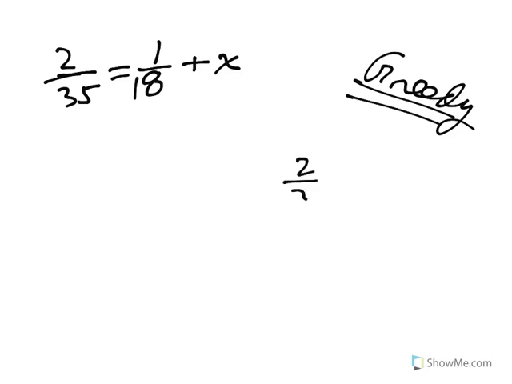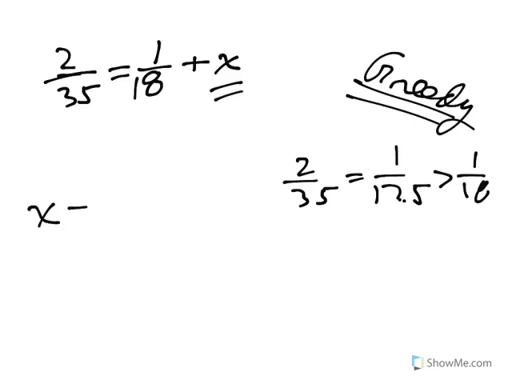Or, sorry, 1/18. I could go like this also. 2/35 is actually equal to 1/17.5. But that's going to be bigger than 1/18. So I could say it's 1/18 plus something. And what is that something?